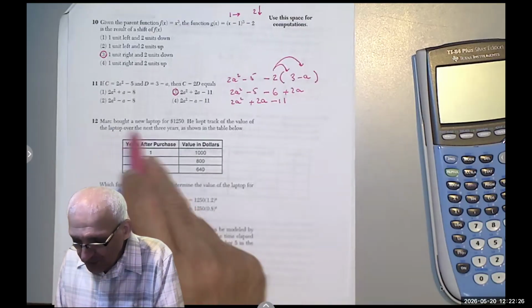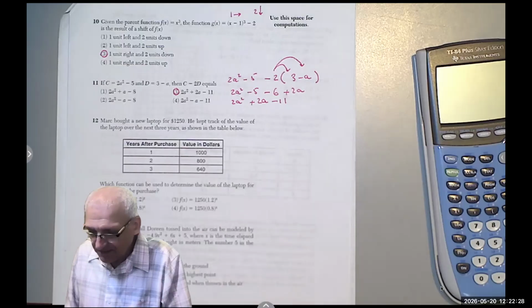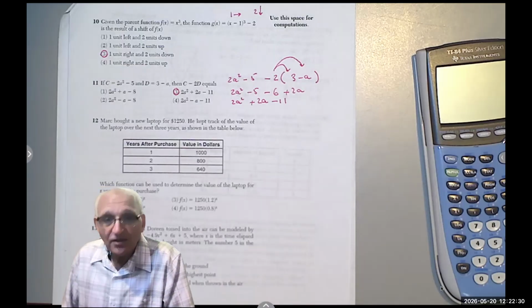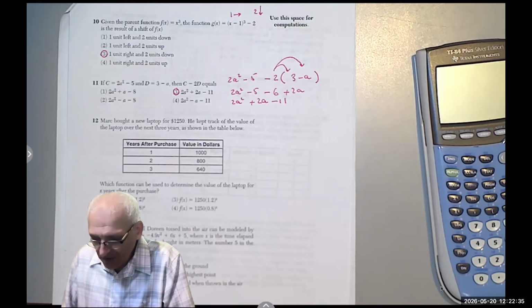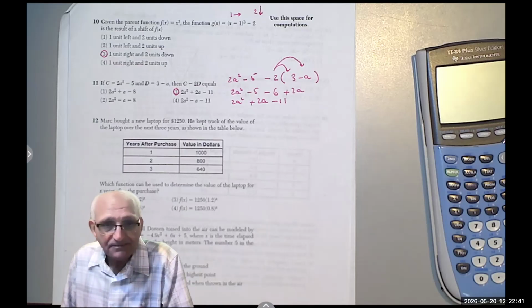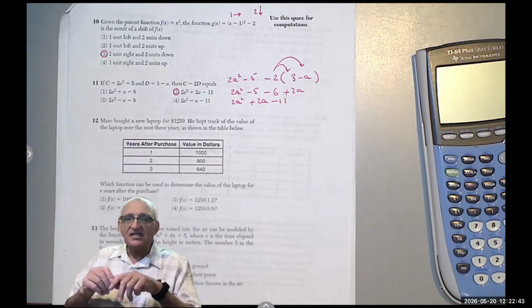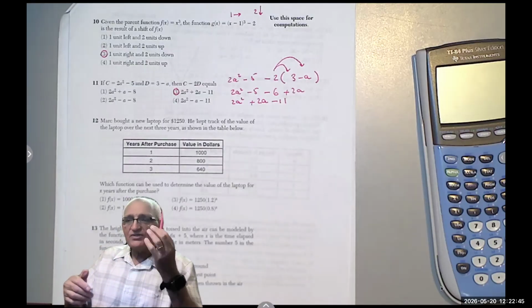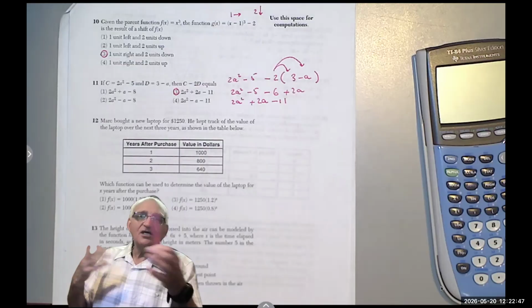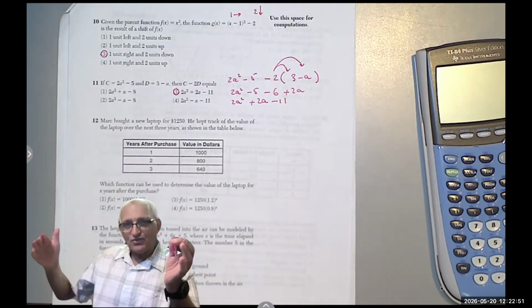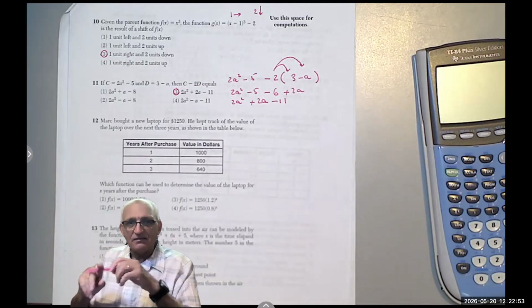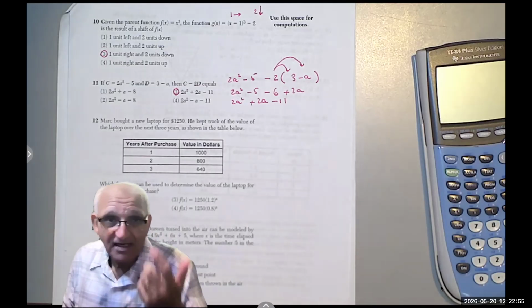Mark bought a new laptop for $1,250. He kept track of the value of the laptop over the next 3 years, as shown in the table below. Which function can be used to determine the value of the laptop for X years after the purchase? This is the same as giving you a table and telling you this is an exponential equation. What is the constant outside AB to the X, right? What is A? Which is at time 0.